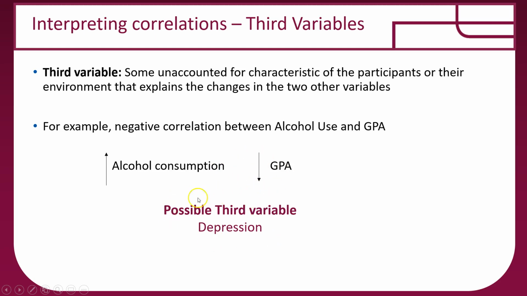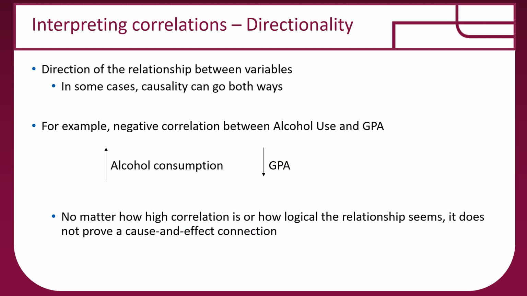But there's this possible third variable, and you could probably think of other variables that we haven't looked at that could lead to people consuming more alcohol and having a lower GPA. So third variable is some unaccounted for variable that causes these two things to happen. And we also have the problem of directionality, that you don't know which causes which.